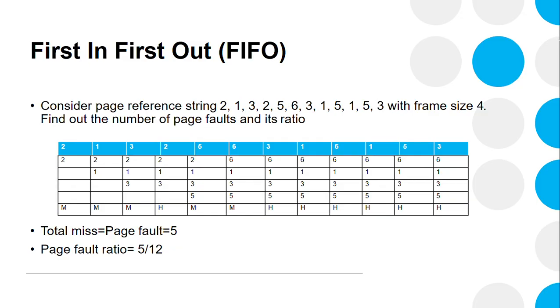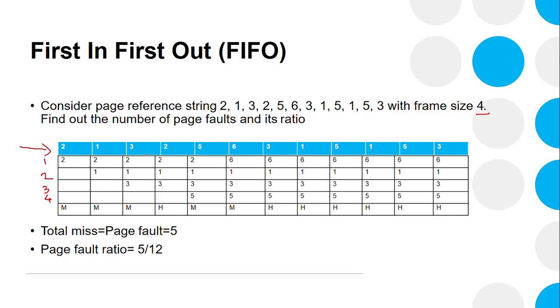So first we have to create a row with all the 12 numbers. So this is the row we have created. Next, we have to create a table with a number of rows. The number of rows depends upon the frame size. Over here the frame size is given as 4. So that means we have 4 parts in our memory. So memory is divided into 4 frames. So 1, 2, 3, 4. And the last row we have included to write miss or hit. So this is how you will be creating a table.